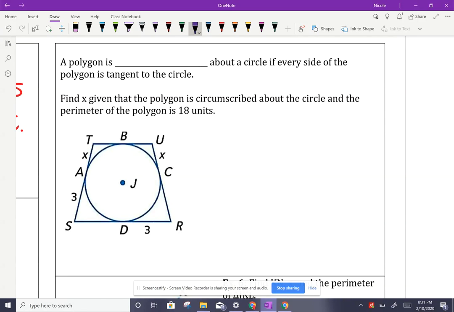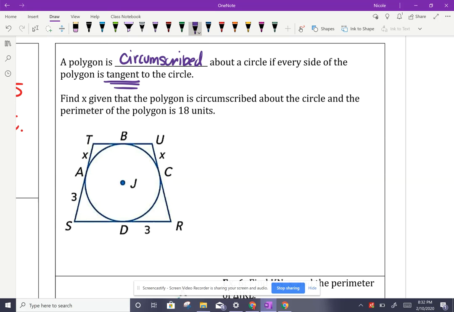All right, last new piece for this section. A polygon is circumscribed. Remember, circumscribed means that it's on the outside. So the polygon is outside of the circle, and the circle is stuck on the inside. So a polygon is circumscribed about a circle if every side of the polygon is tangent to the circle.